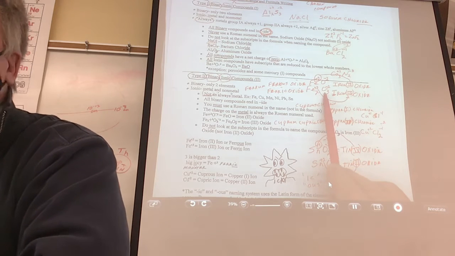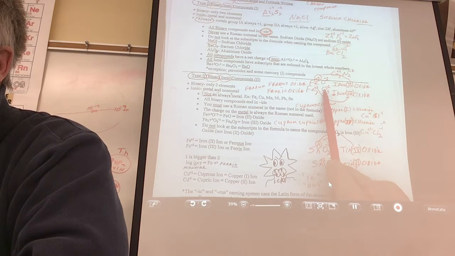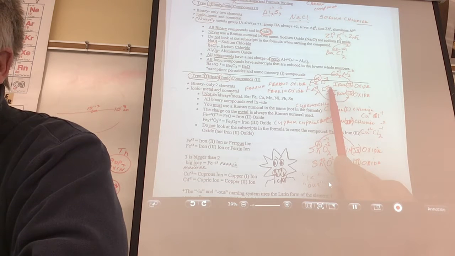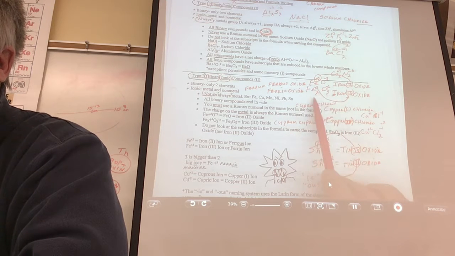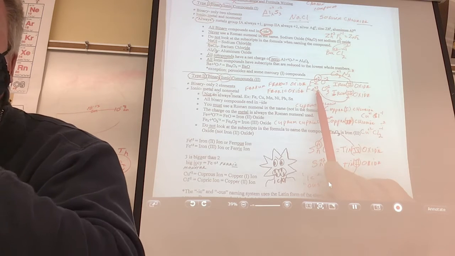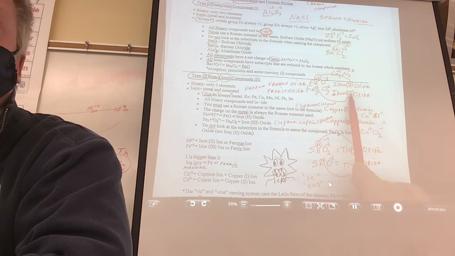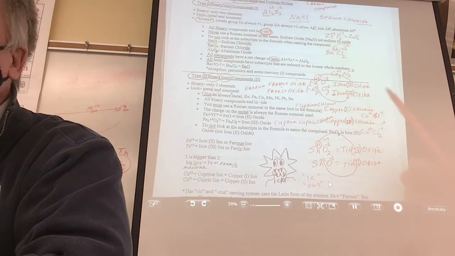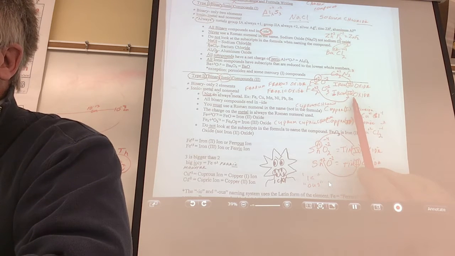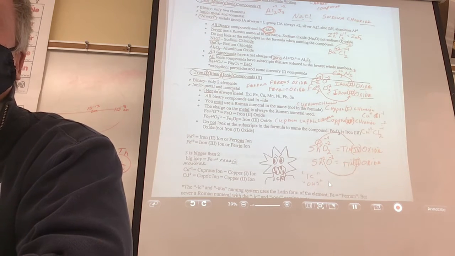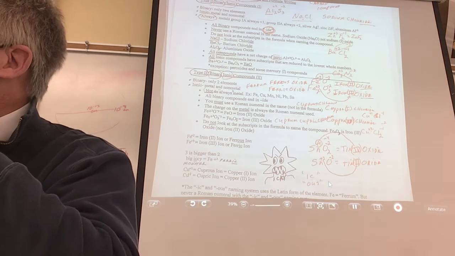Now there's a tricky one here. Each oxygen is -2, and I have 3 of them. What's that give you? -6. Uh-oh. This whole thing better be +6, so 2 times what equals +6? So each iron is +3, and that becomes the Roman numeral. By the way, it's rust. Rust is iron(III) oxide, Fe2O3. And notice that all binaries end in -ide. It's kind of like type 1, except we have to have a Roman numeral.